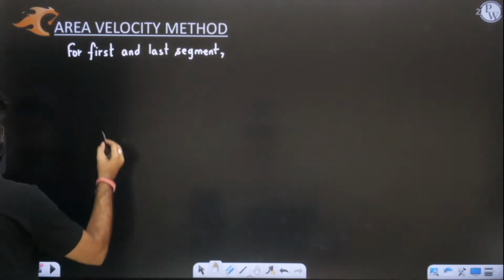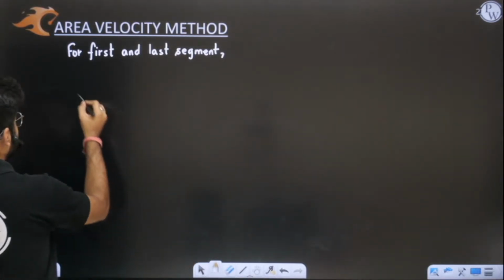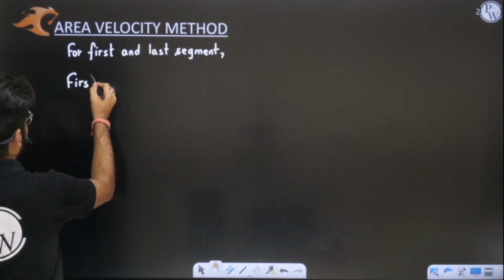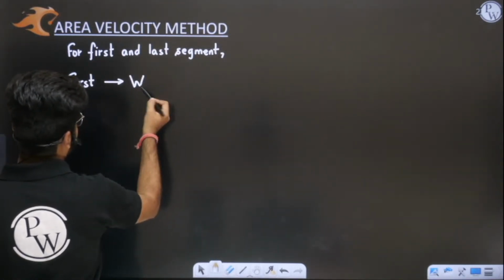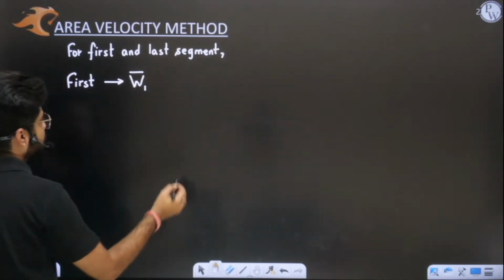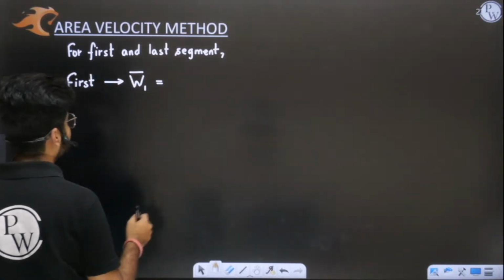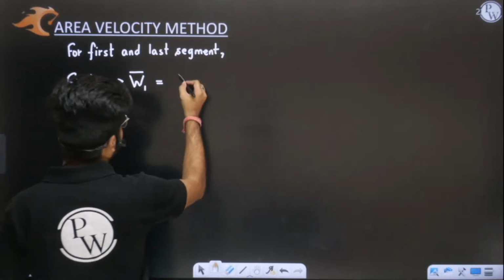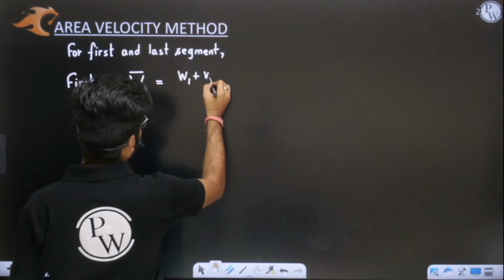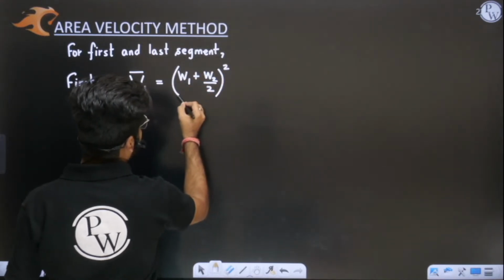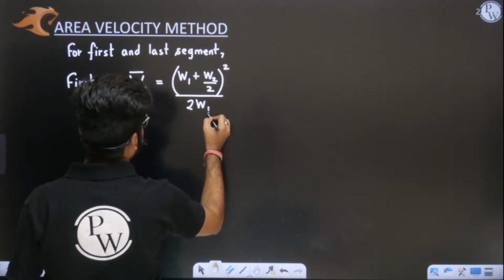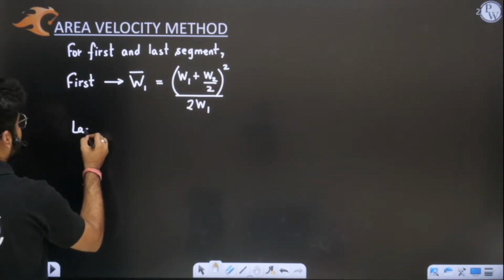So for that, first and last, the effective width is, let us say, for the first one. For the first one, I will write W1 average because it is the first one. How is it computed? Average width is computed by taking this formula: (W1 plus W2 by 2) whole square upon 2W1. This is for the first one.